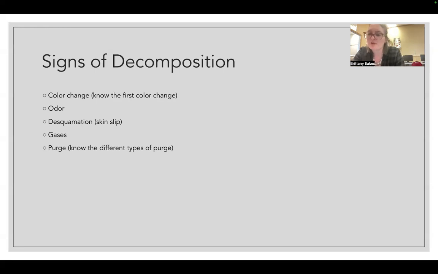You could have purge of cerebrospinal fluid in trauma cases if there's been a bone fracture and that fluid is able to come through. That could be a creamy white, highly infectious material. So you want to be very careful coming into contact with that.